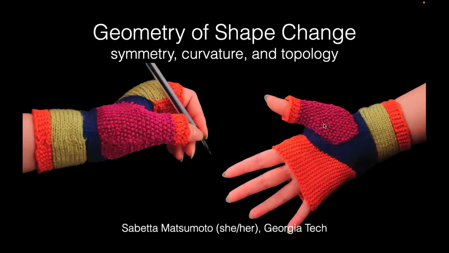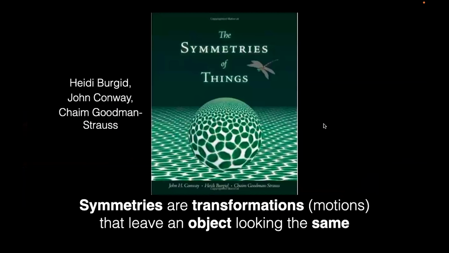So to start out, I'll give you a definition of symmetry. Symmetries are transformations, motions that leave an object looking the same. A lot of what I'm going to be talking about is from this book, The Symmetry of Things, by Heidi Burgiel, John Conway, and Chaim Goodman-Strauss. I put them in proper mathematical author ordering, which John Conway did not allow them to do. He wanted his name first.